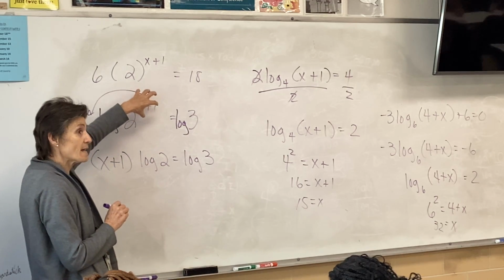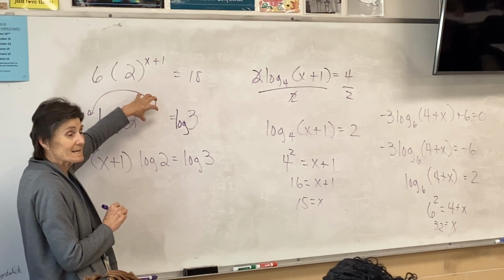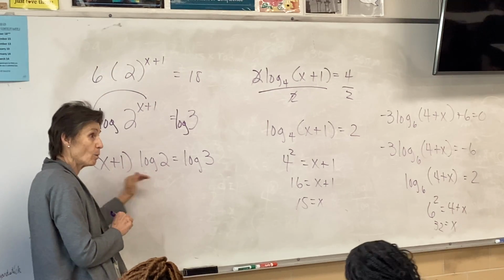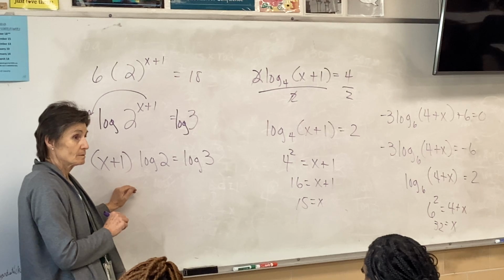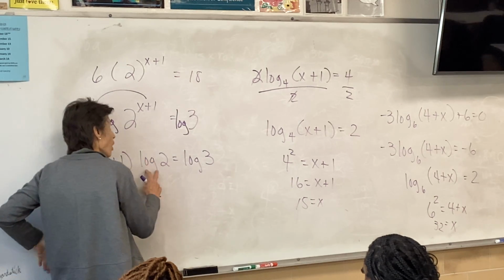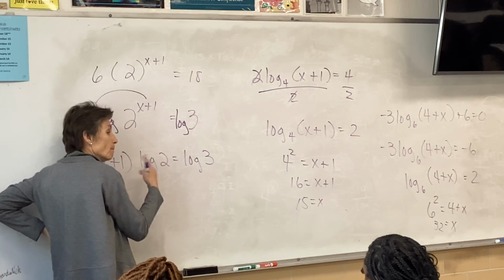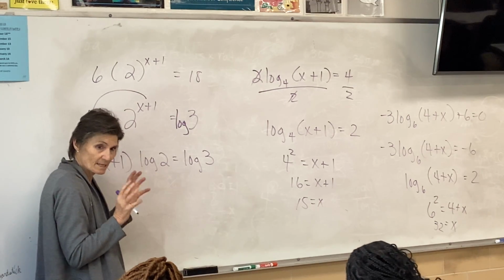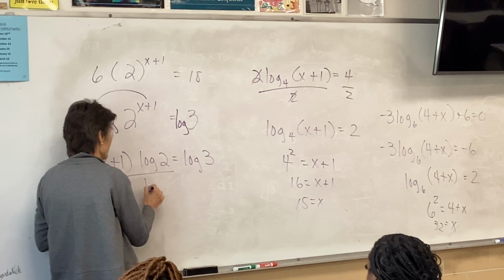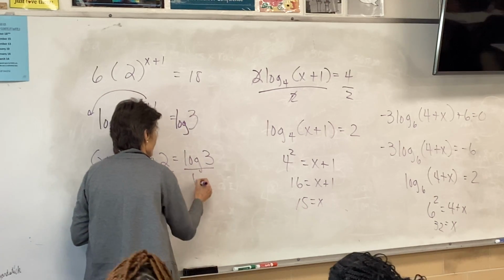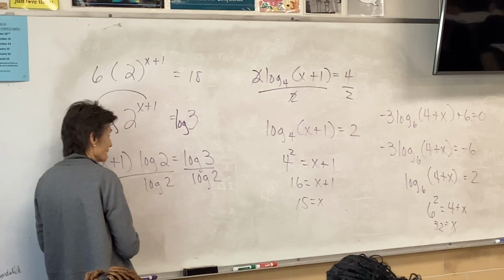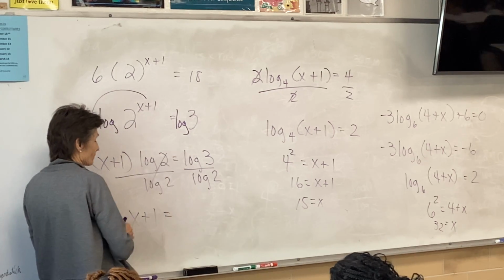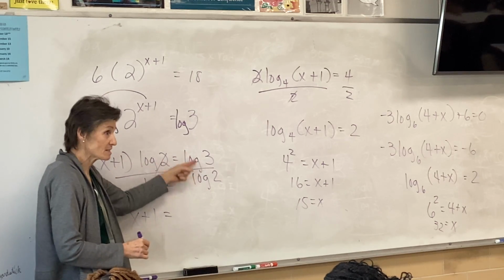So now the x plus 1 isn't up here anymore. Now it's down on the level with the equation. The log of 2 is a number. Like if you type log 2 on your calculator, it comes up point whatever, it's a number. So I'm going to divide those sides by the log of 2. So x plus 1 equals whatever this is.